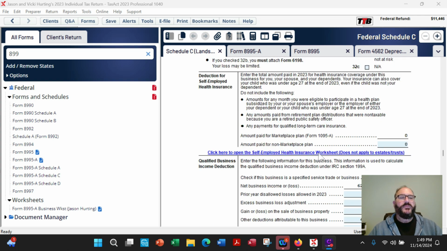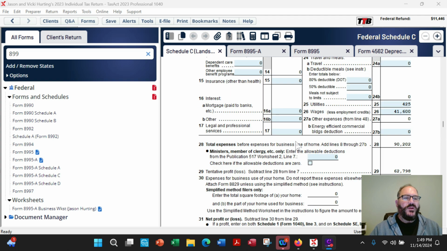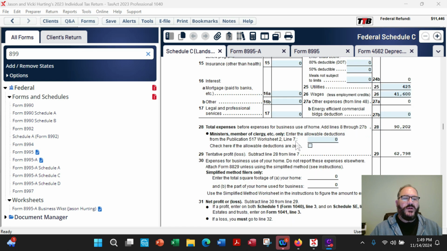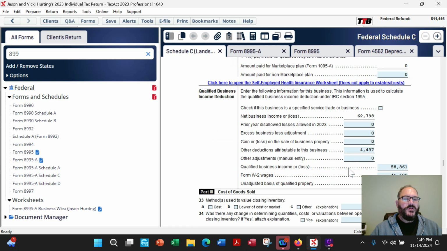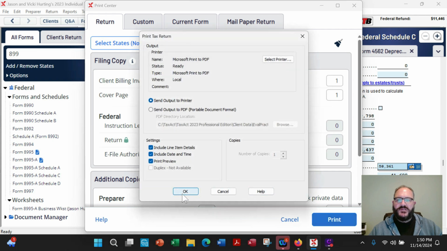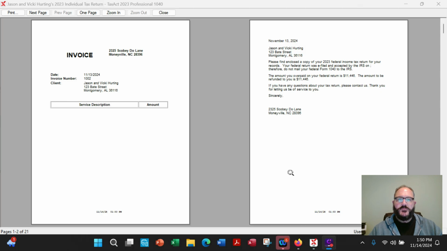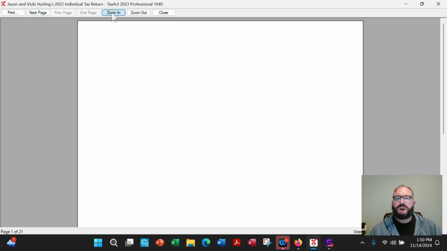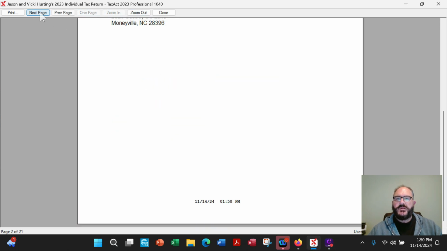Okay, so this amount is the business net income or profit less the Social Security deduction. Anyway, I just wanted to know where it came from. I couldn't figure it out in my head, but I went through and found it. So there's your 62,798, and then down here is where it took the 4,437 off to get this 58,361. So anyway, let's go back and take a look at this form one more time and go through the rest of it. Okay, zoom in. Next page, next page.